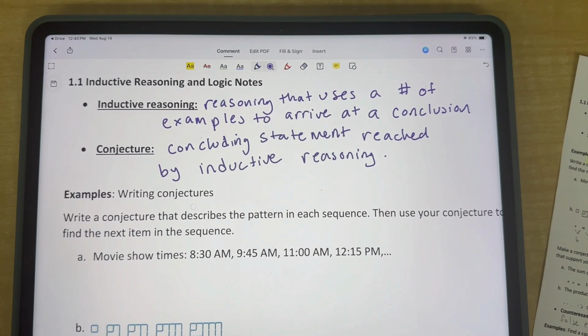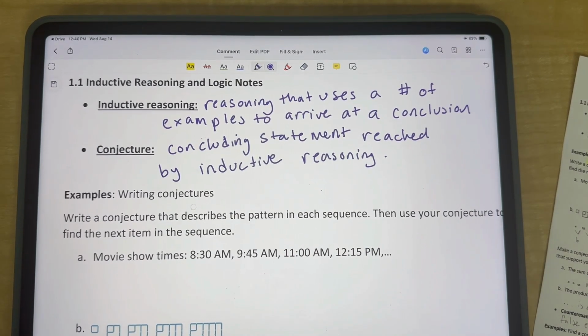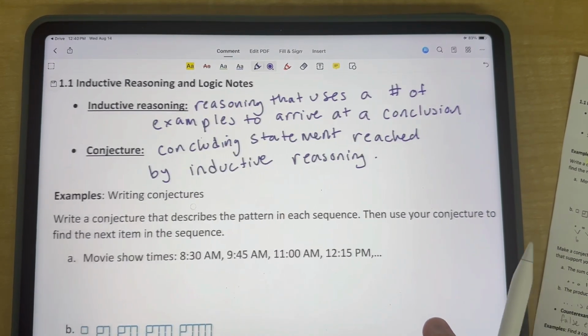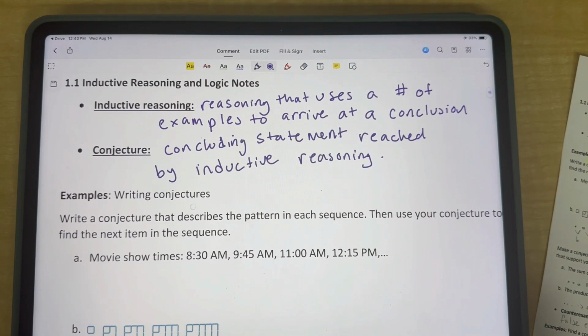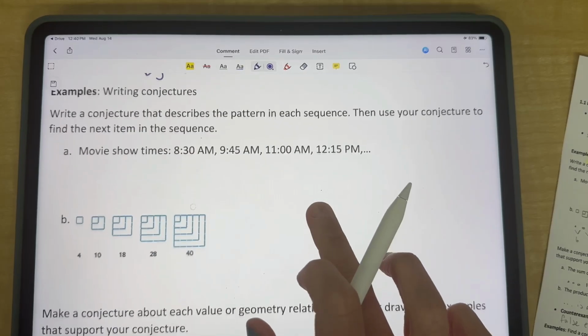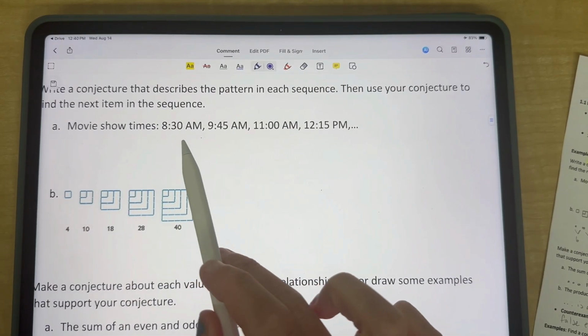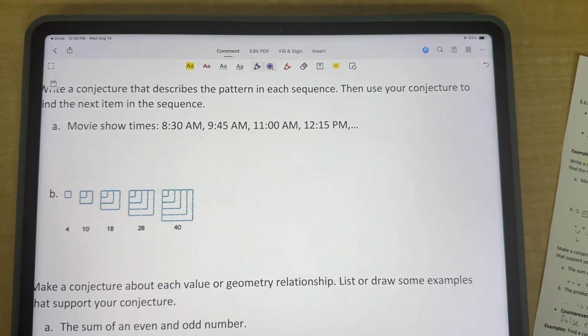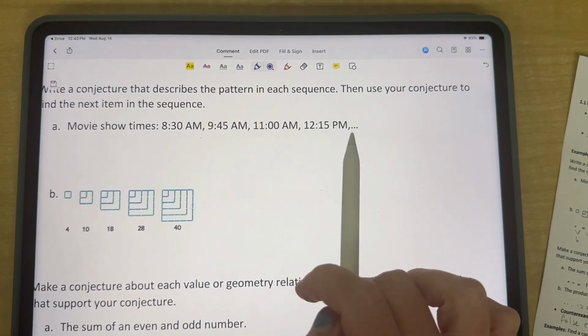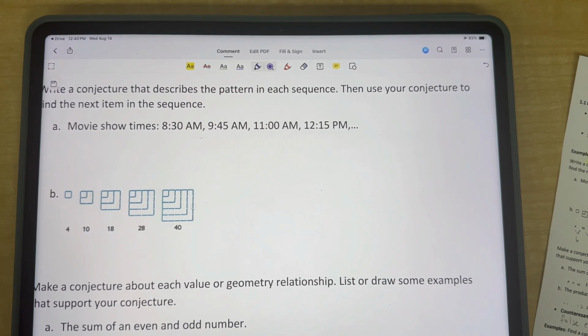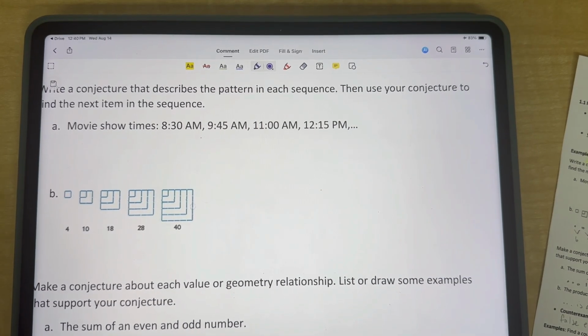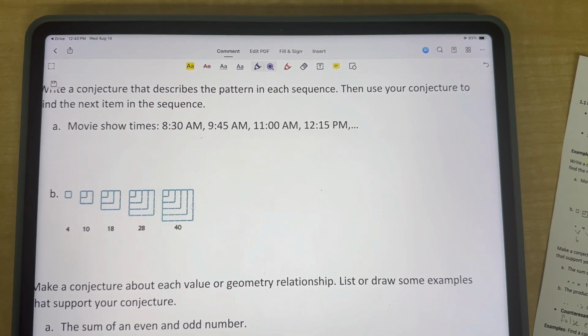So, again, examples, writing conjectures. Write a conjecture that describes the pattern in each sequence. Then use your conjecture to find the next item in the sequence. So let's see. I go to the movies and the show times are at 8:30, 9:45, 11, and 12:15. What do you notice? Remember, 12:15 p.m. is the afternoon. So what is the conjecture and what is your reasoning behind it?